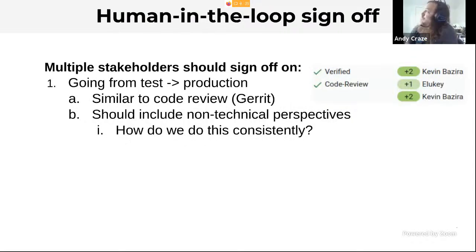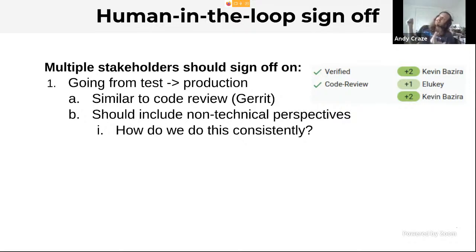Human in the loop sign off. This is a big thing in software engineering. Every time I make a change to any of our code here at the Wikimedia Foundation, other people on the team have to approve it and say, yes, this is sane, I think this works, looks good to me. I think we should do something like that at another level for machine learning models, especially when we're going from the sandbox to the World Wide Web.